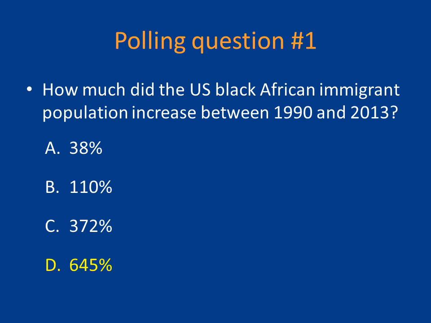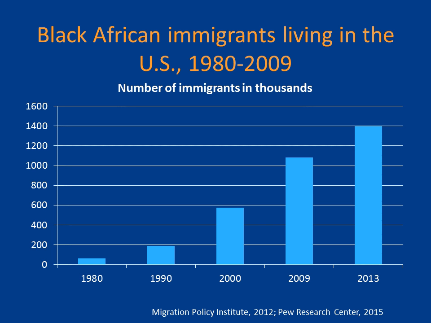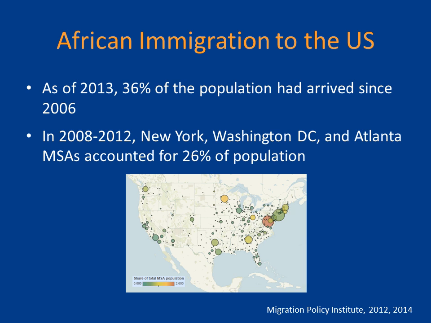And the correct answer is actually 645% between 1990 and 2013. The figure on this next slide shows the number of Black African immigrants living in the U.S. between 1980, it says 2009 on the slide, but it's actually 2013. And so you can see this huge increase over time with an especially large increase from 2000 to 2013. But in 1980, there were only 68,000 African immigrants living in the United States, according to census data, and that increased to 1.4 million in 2013. So there really has been a very large increase in the population over the past 20 or 30 years.